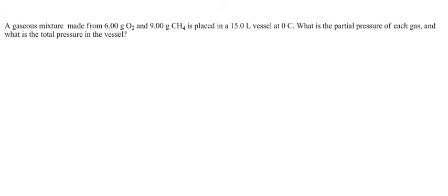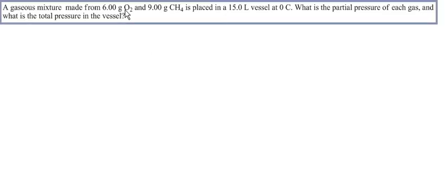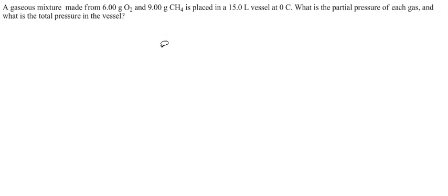I want to look at doing a problem where we have a mixture of gases. And when we have a mixture of gases, we take advantage of the fact that each of the individual gases behaves as if the other gas is not there. So for instance, in our mixture of 6 grams of oxygen and 9 grams of methane, the 6 grams of oxygen behaves as if the methane's not there, and vice versa for the methane.